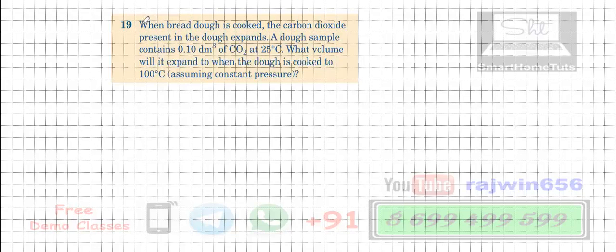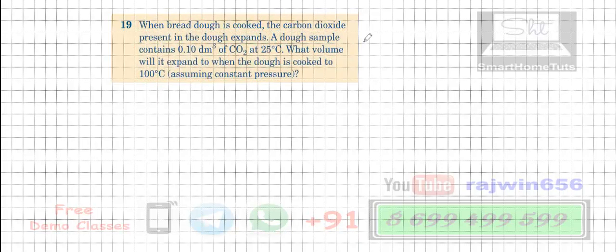Okay, question 19. When bread dough is cooked, the carbon dioxide present in the dough expands. A dough sample contains 0.10 dm³ of CO2 at 25 degrees Celsius. What volume will it expand to when the dough is cooked to 100 degrees Celsius, assuming constant pressure?